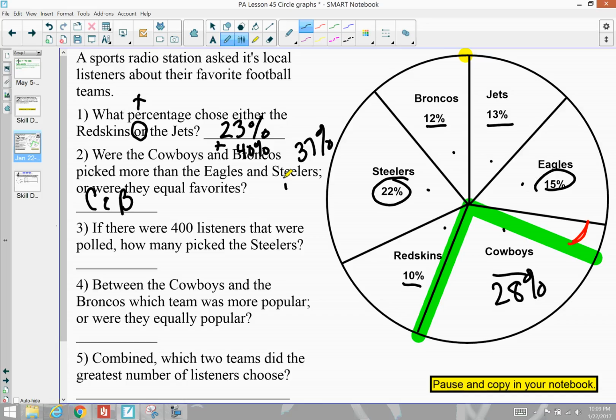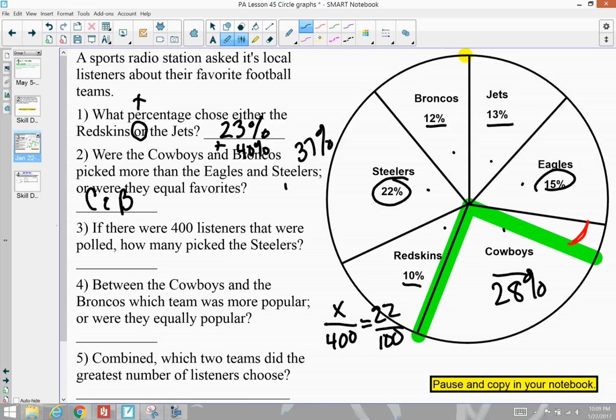Next, if there were 400 listeners that were polled, how many picked the Steelers to be theirs? Well, there's several different ways that we could find the answer to this. My favorite way would be setting it up to be a proportion because we have part of the whole, right? We don't know what part, so that will be our variable that's missing. The whole is our 400. And it's equal to 22% out of 100.